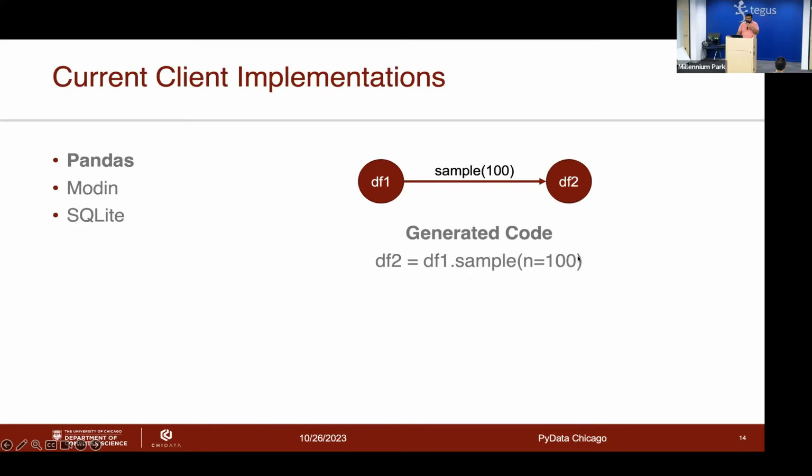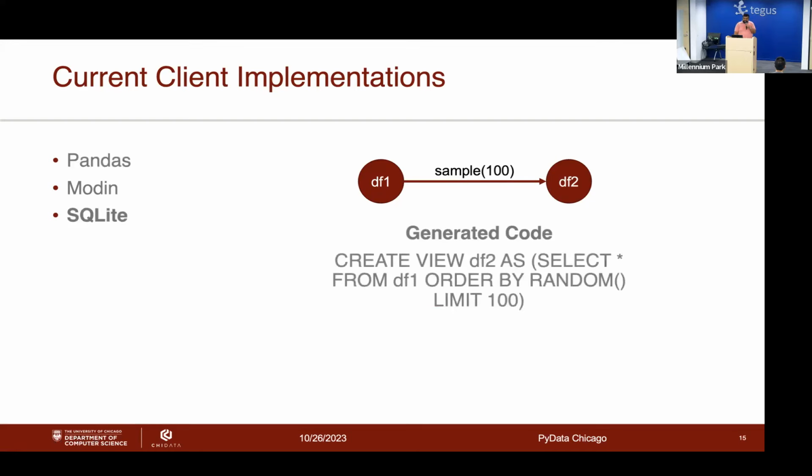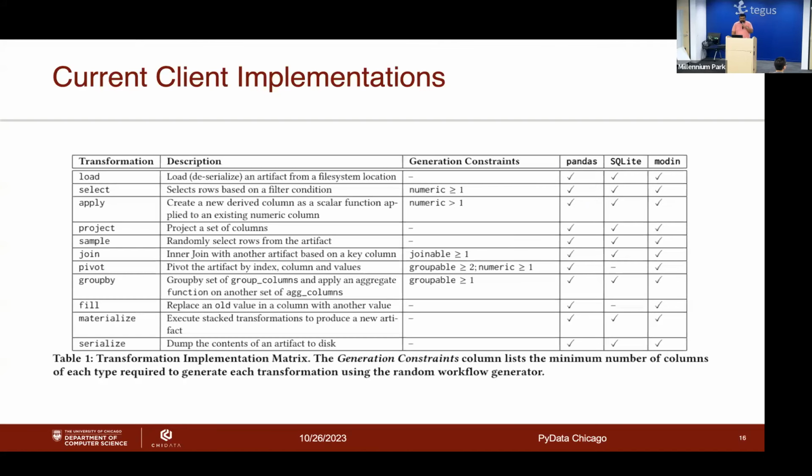Like df1.sample n equals 100. But you can take the same specification and say generate the SQL for this. And it would say create view D2 as select star from D1 order by random limit 100, right? So that's the SQL way of taking 100 samples from a table. So currently all of these operations are implemented in fuzzy data, right?